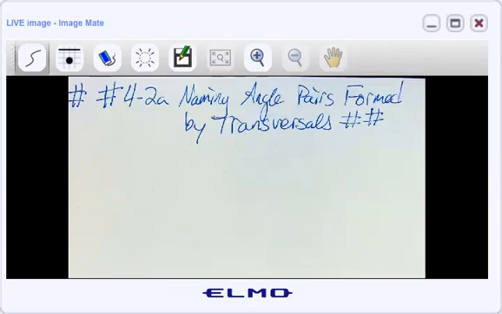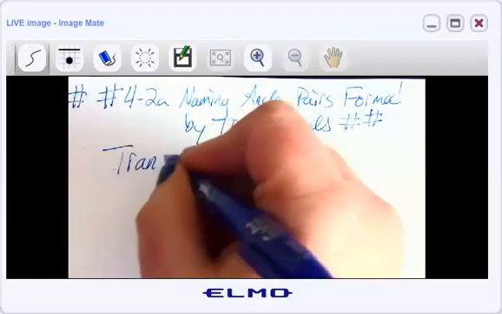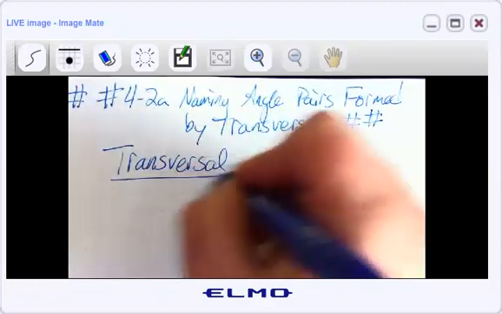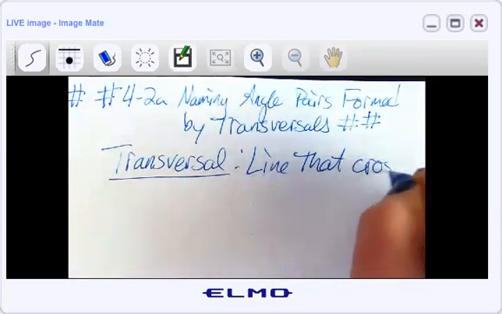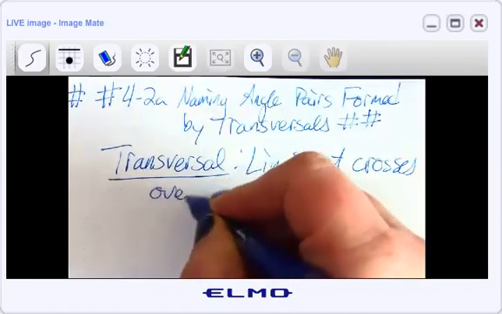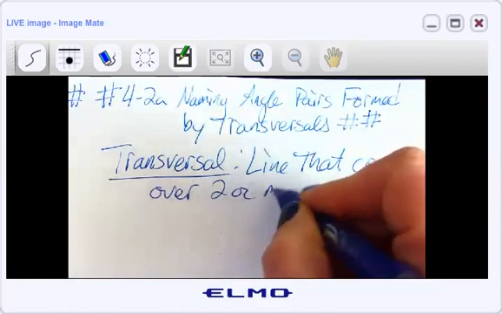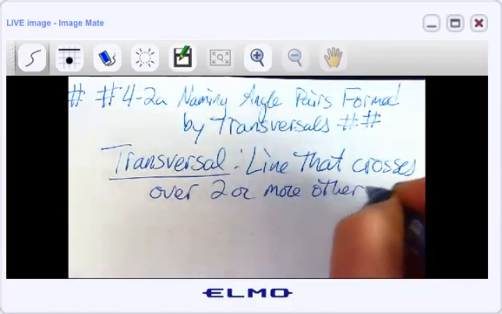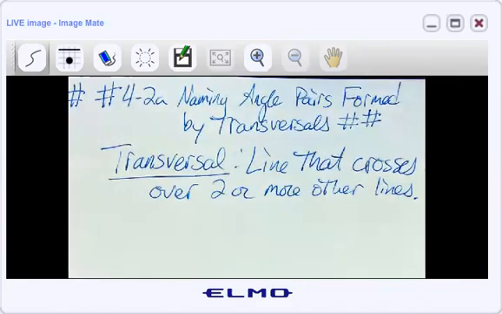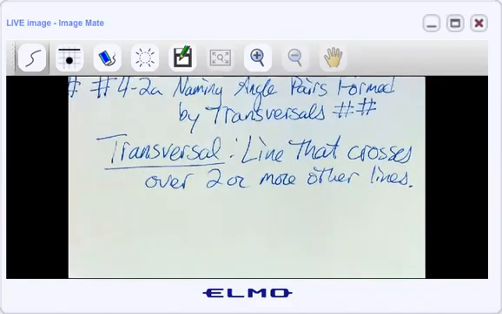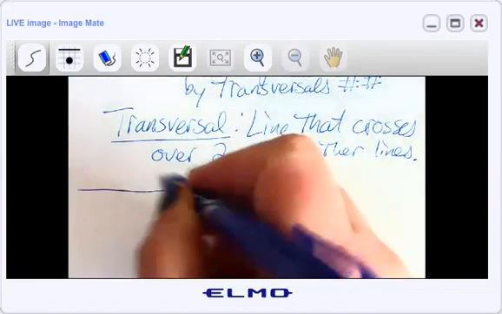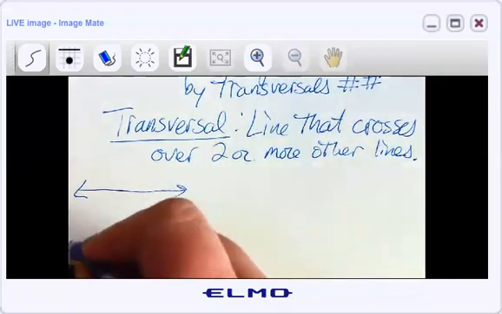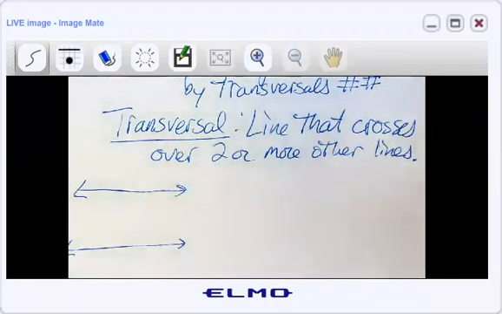So when we are talking about transversals in geometry, a transversal is just going to be a line that crosses over two or more other lines. Okay, so I'm literally looking at a line that crosses over other ones. That's not so bad. Let me draw you a picture of what it could look like. Notice I didn't say that the other two lines had to be parallel, had to be intersecting, whatever. It actually doesn't matter what they are.